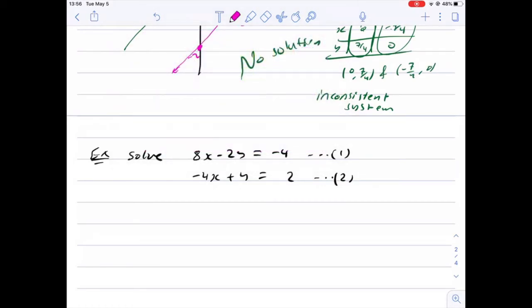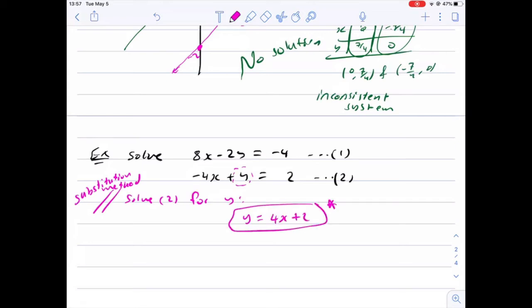Now for this problem, it's easy to use the substitution method because we have y here with coefficient 1, so we can solve the second equation for y. So if we solve the second equation for y, we get y equals 4x plus 2. Now this is star. I brought this negative 4x to the right hand side, it becomes positive. So this is the equation star.